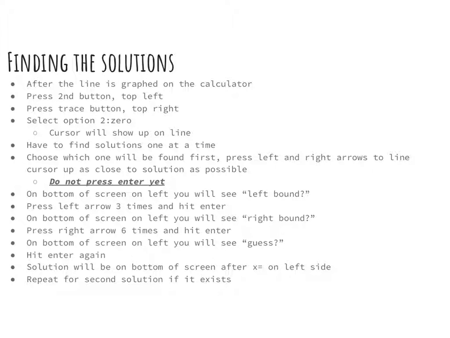And then on the bottom left of the screen, you're going to see the word guess. You don't have to move it anywhere, just hit enter again, and then you're going to see that it lines up with that solution, and the number that we want is the x value. So we're going to write the x value down as our solution, and you're going to repeat that for the second solution if there is one. So you either have to do it once or twice, depending on what type of graph you have.